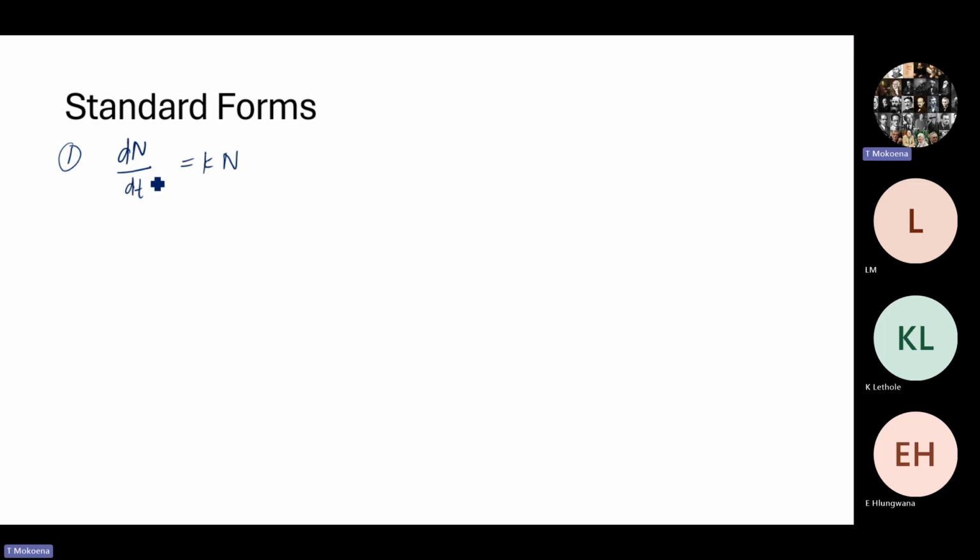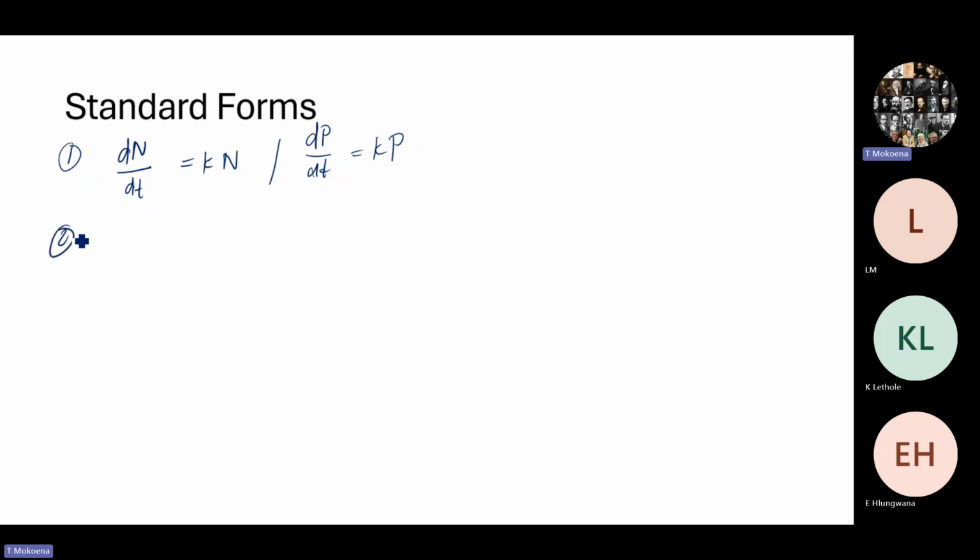Like I say, don't get twisted in future when you get something like this: dP over dt is equal to k multiplied by P. It is still the same thing. It is just that population is denoted by P here, and there population is denoted by N, which is the number of population. N, number of population. P, population. You understand? So it does not matter how you represent your population growth.